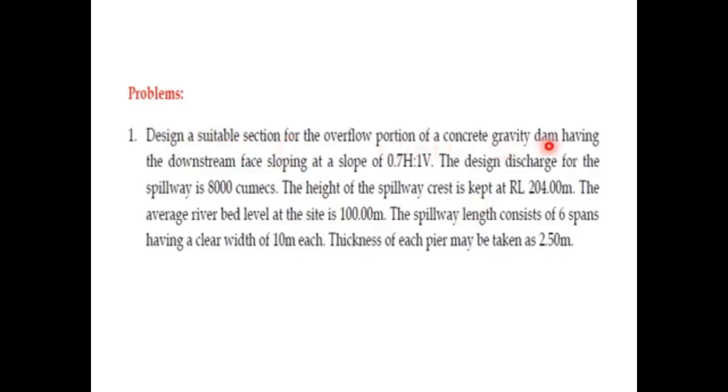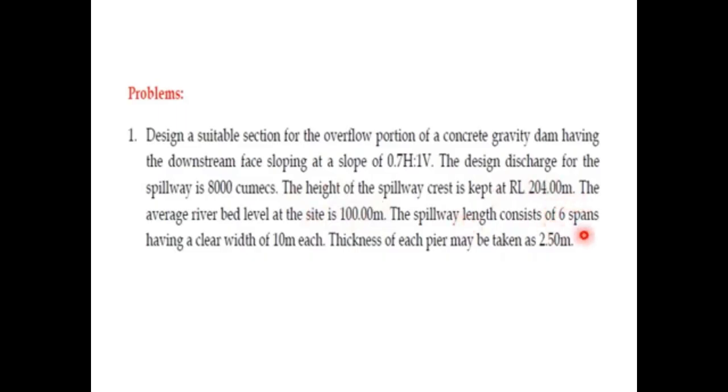the overflow portions of the concrete gravity dams having downstream face sloping at 0.7 horizontal to 1 vertical. The design discharge is given as 8000 cumecs. Height of the spillway is 204, whereas the bed level is 100. So 204 minus 100 is 104 meters is the height of the spillway.